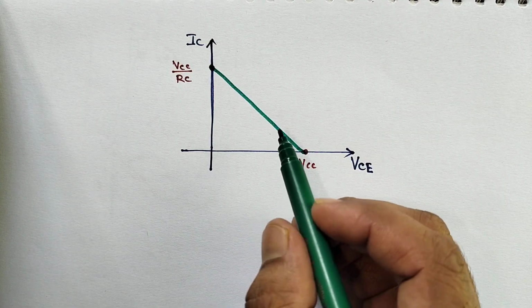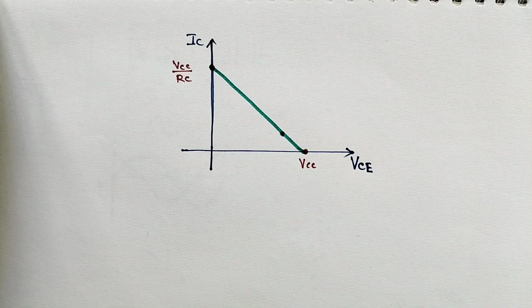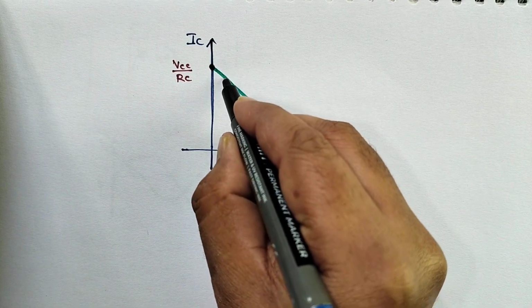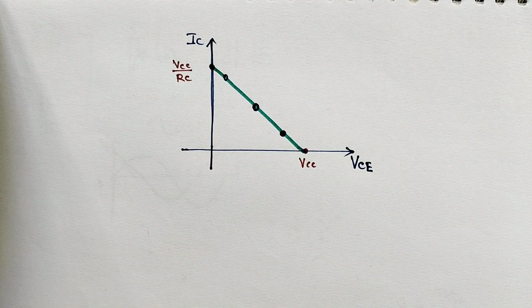For the Q point, we can put it anywhere on this DC load line, here or here, but we need to decide properly for good amplification. We need to decide a place on the DC load line so the transistor operates normally, meaning the AC swing is amplified properly with minimum distortion.